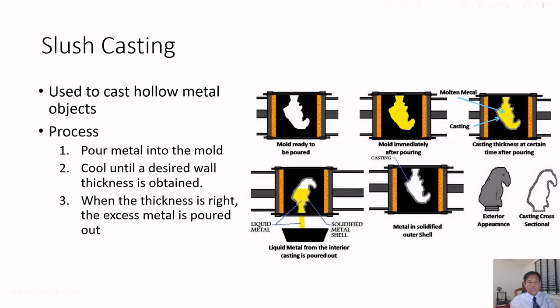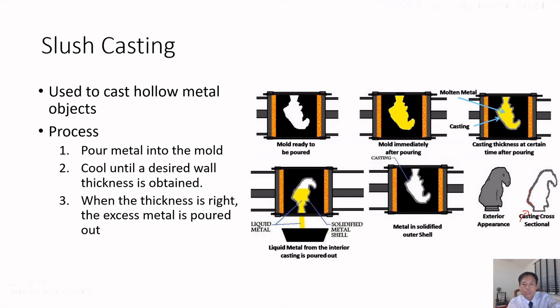All right, so the next process is slush casting. Slush casting is used to create this kind of toy. It is a hollow metal object with only thin shell layers. This is the final object.